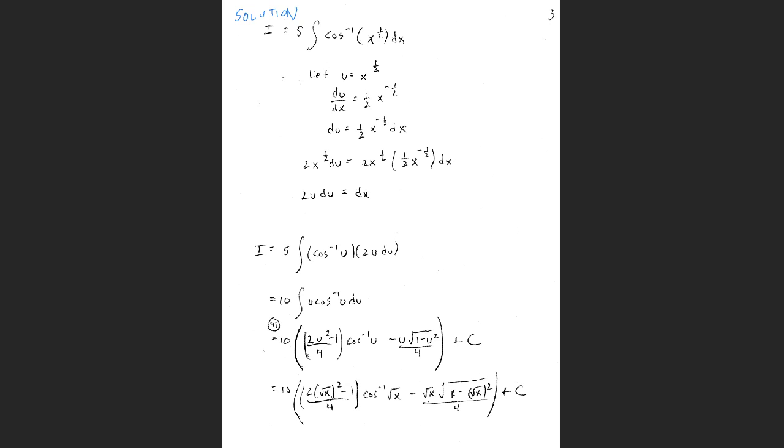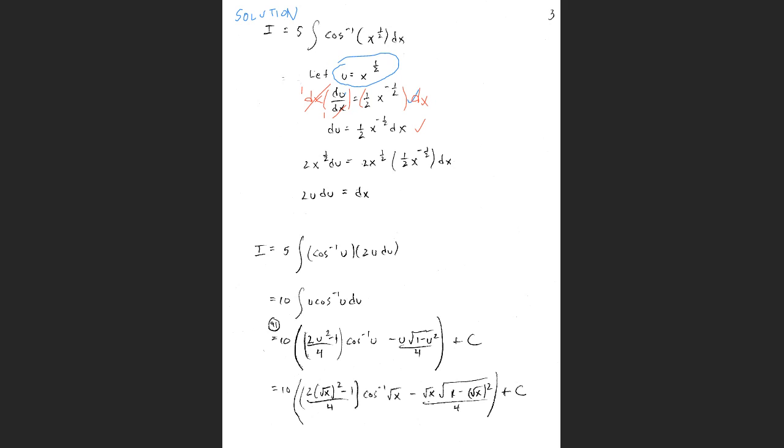So we let u equal x to the half power. Then du dx is 1/2 times x to the negative half power. I'll multiply both sides of this equation by dx. Okay, and then simplification occurs here. This means that du is 1/2 times x to the negative half power times dx.